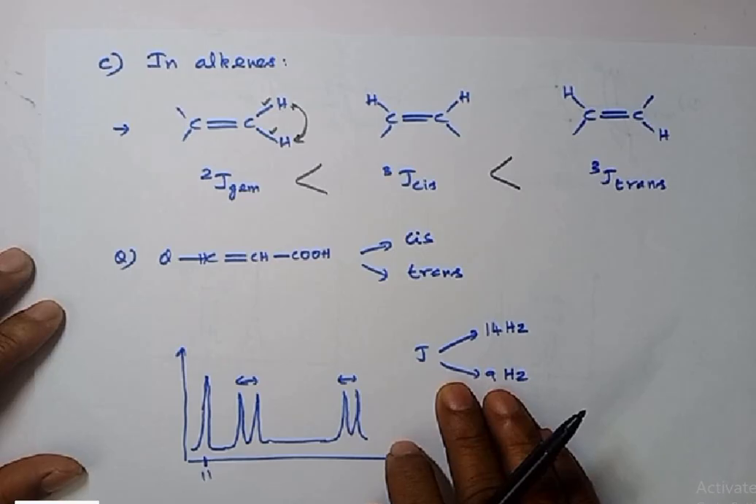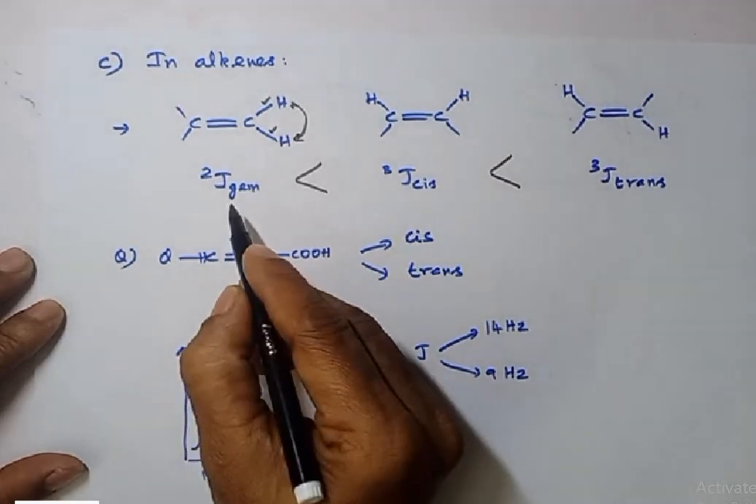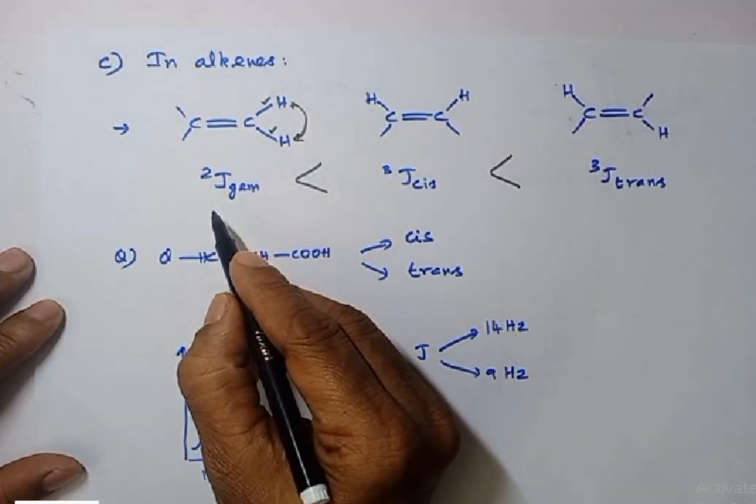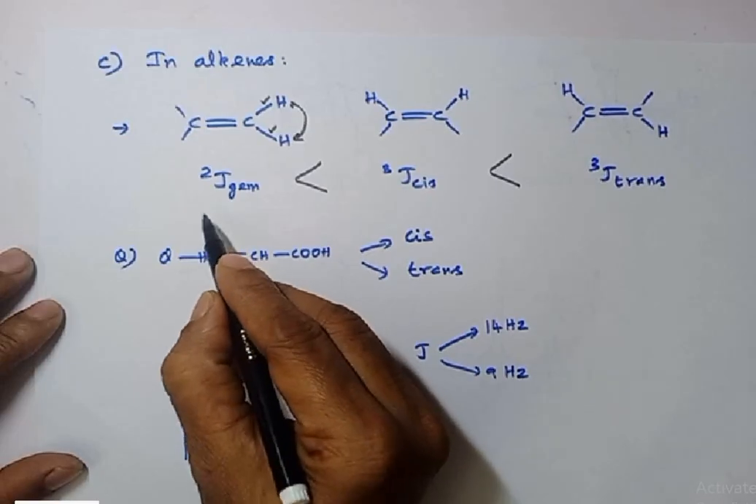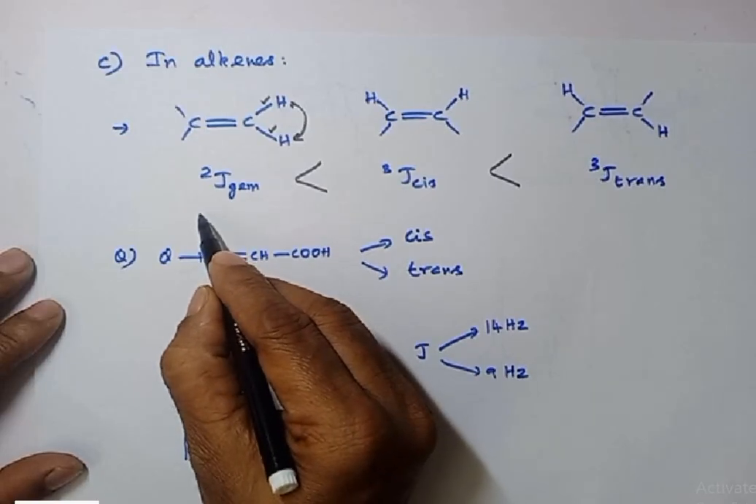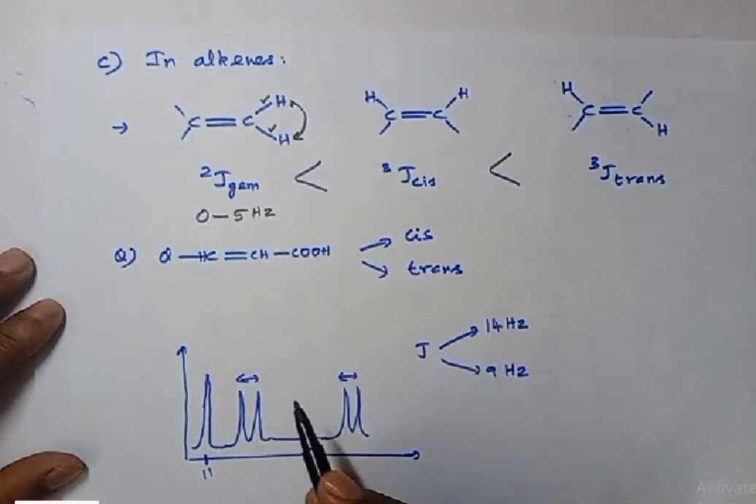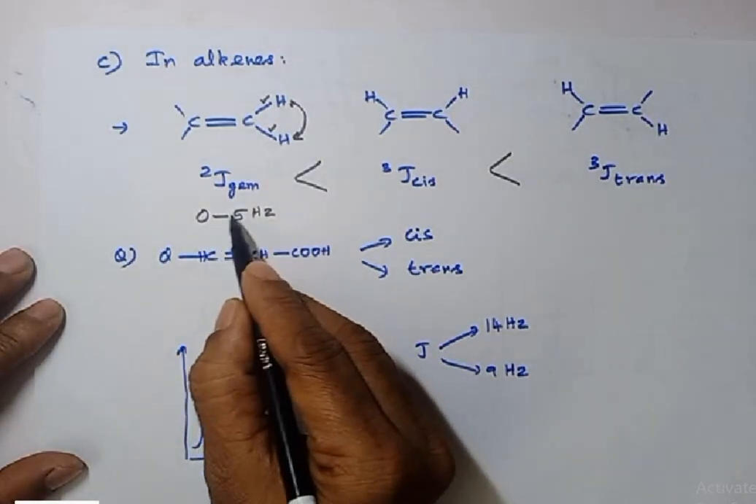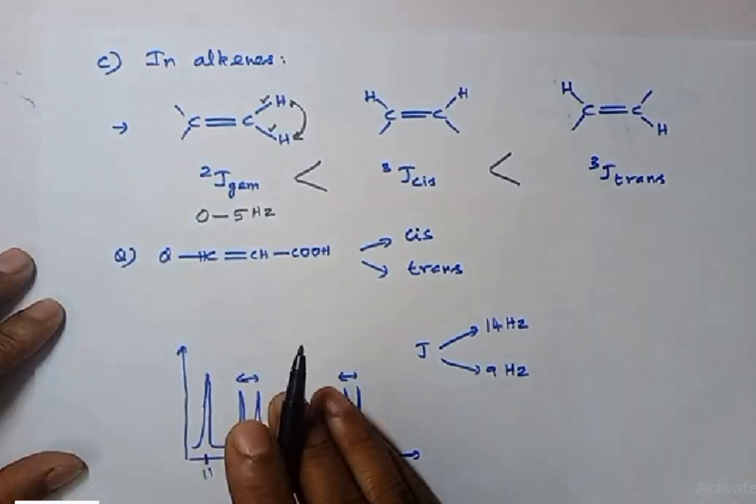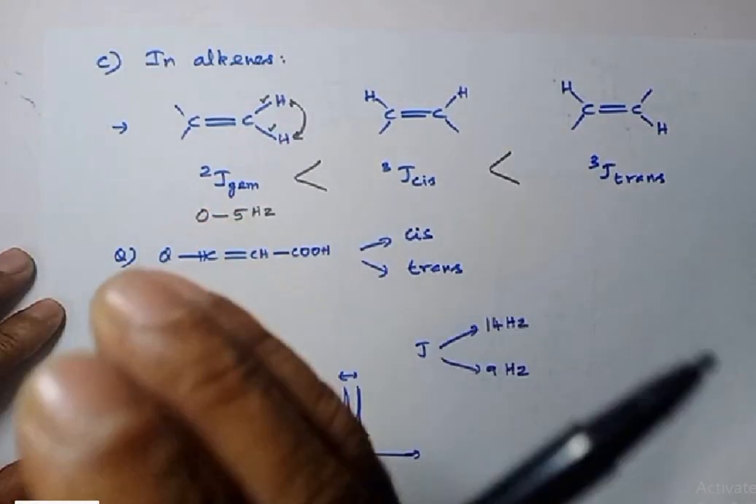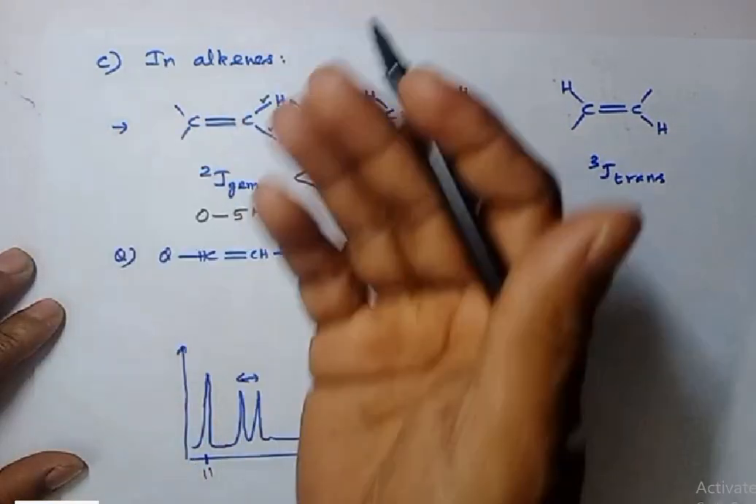And what will be the range of these coupling constants? For geminal coupling, the value is 0 to 5 Hertz. Usually it will be around 2 to 3 Hertz, which is the usual value for geminal coupling. Listen, just by seeing the value we can easily identify it.